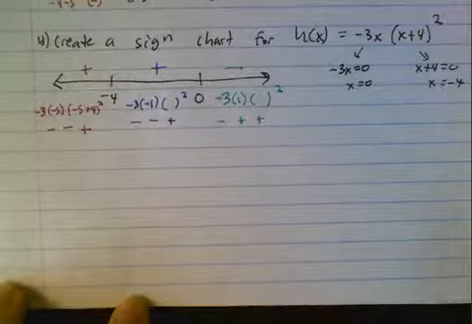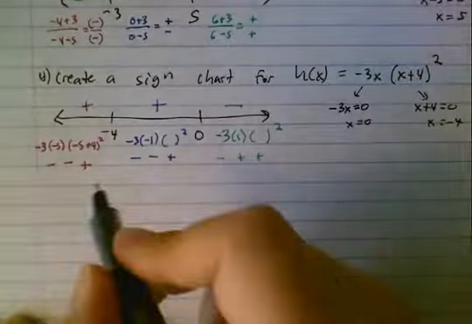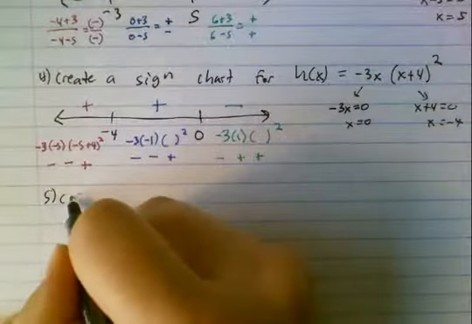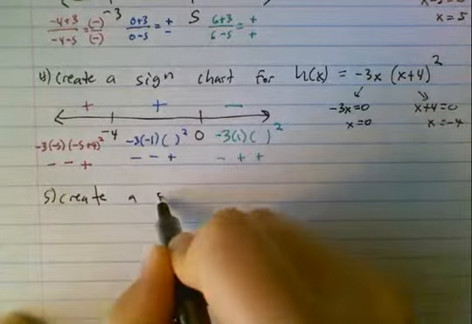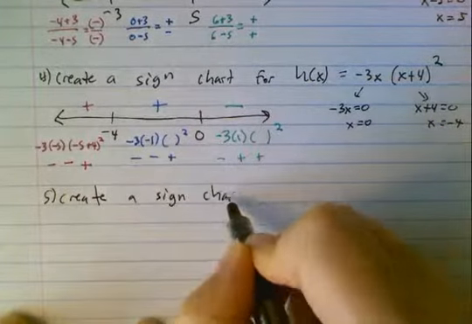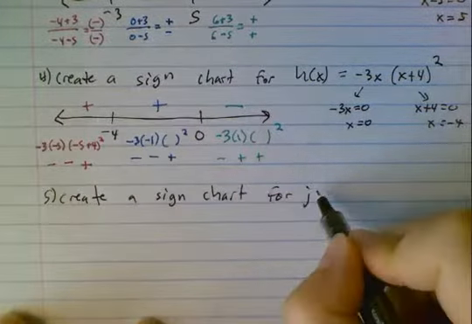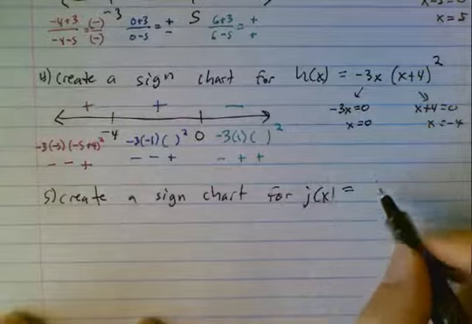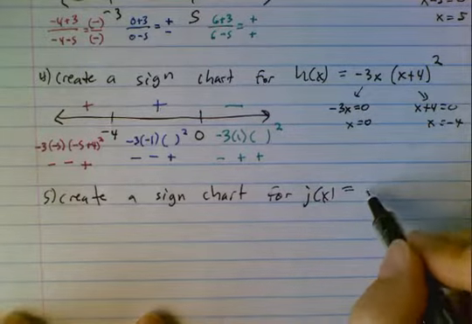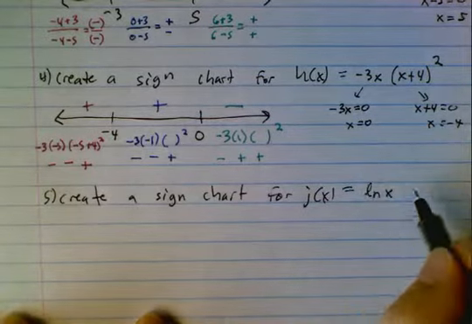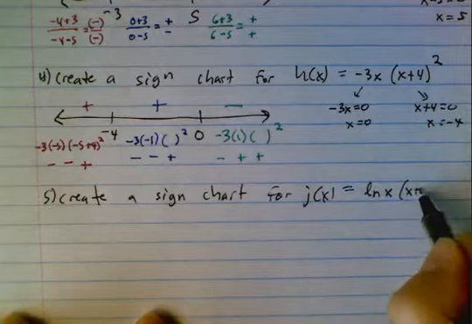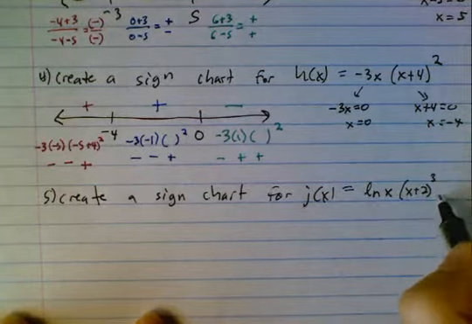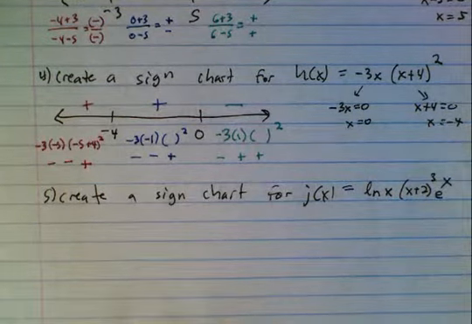Okay, now let's start tossing in some transcendental functions. That's like sine and ln and all that kind of thing. Create a sign chart for j of x equals the natural log of x times x plus 2 cubed times e to the x.